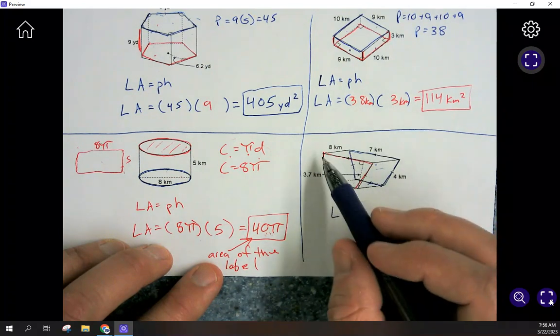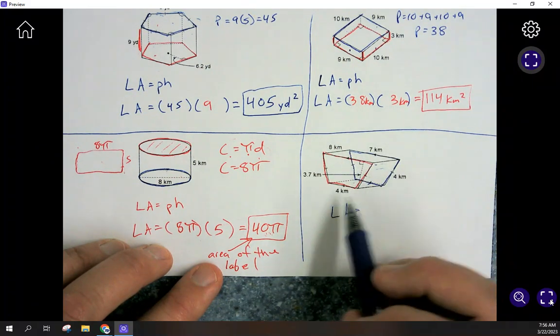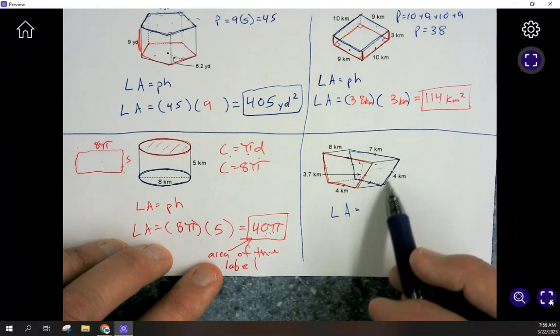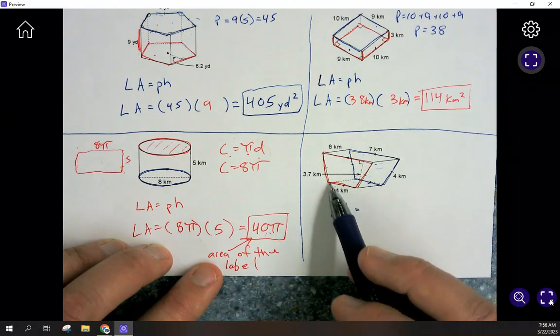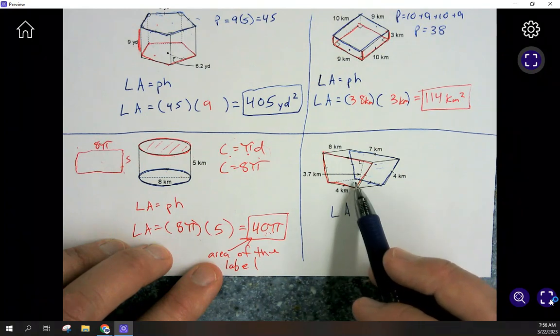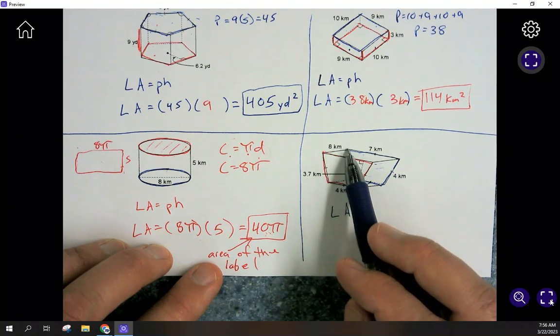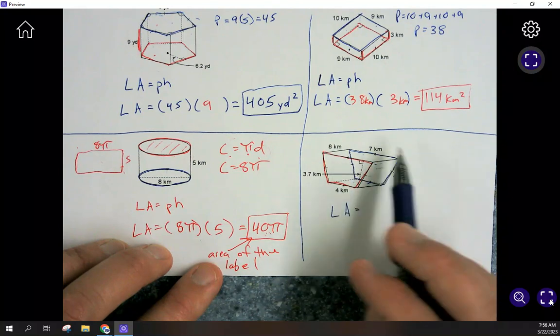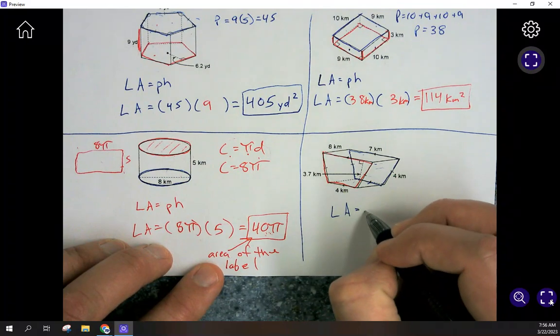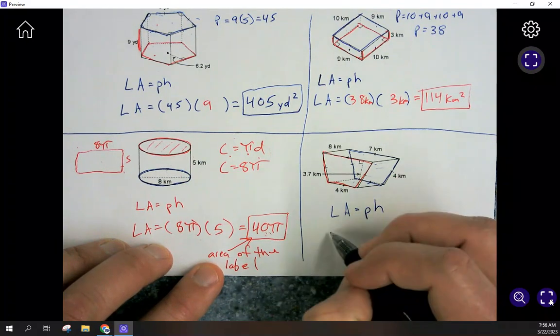So not the trapezoids, but the area of all the other faces. Now they're all rectangles. So you could do 8 times 7 to get the top. You could do 8 times 4 to get this side. This would be 4 times, you have to be careful, 8 here. And this is 8 times 4 over here. And then you could add them all up, and we would get the same answer as we're going to get here. But we're going to go ahead and shortcut it and use our formula.